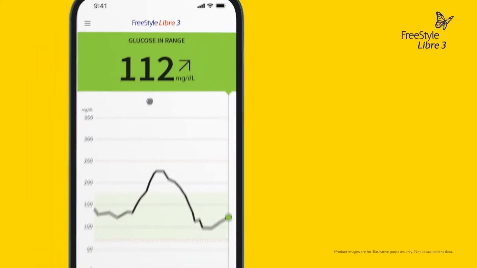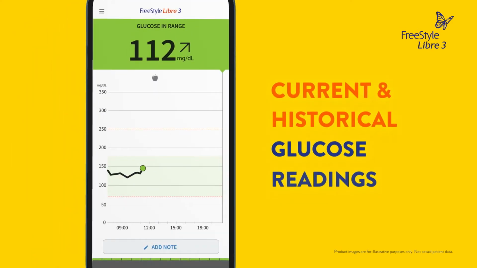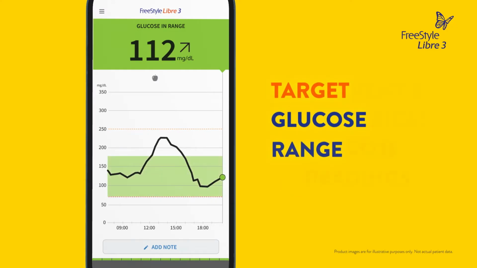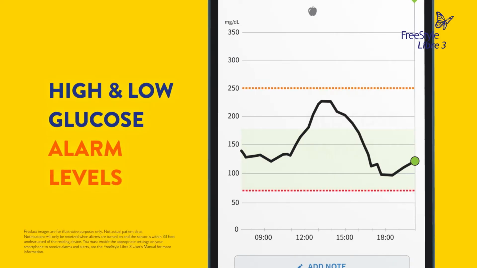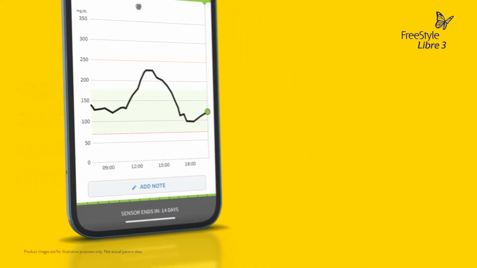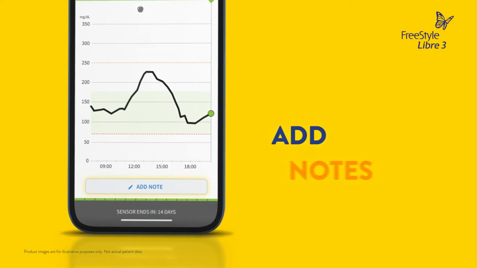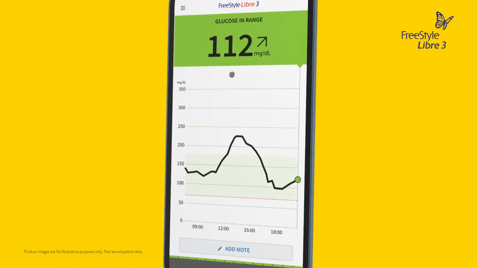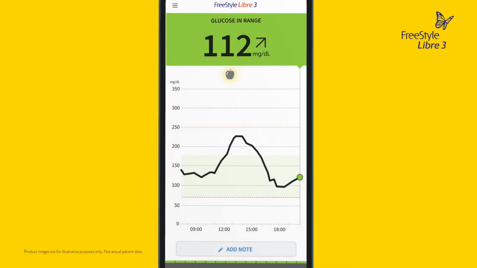In the middle of the home screen is your 12-hour glucose graph. It shows your current and historical glucose readings along with your target glucose range. These two dotted lines represent your high and low glucose alarm levels. They appear only when alarms are turned on. You can add notes by tapping Add Note or Edit Note here. To see a note you've already added, tap the symbol or icon at the top of the glucose graph.